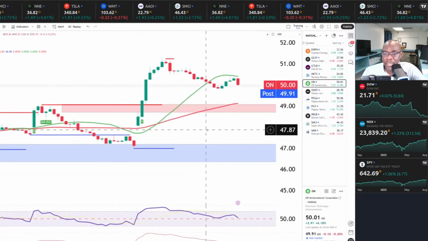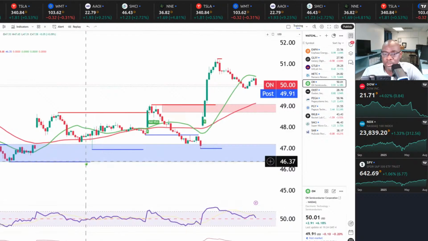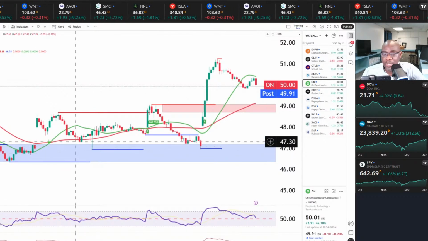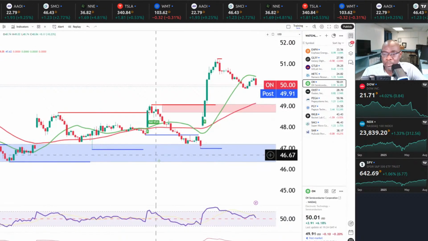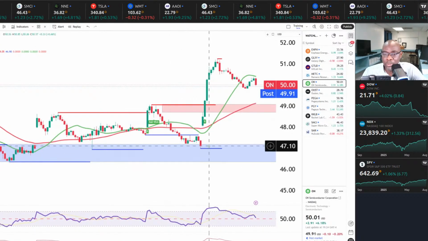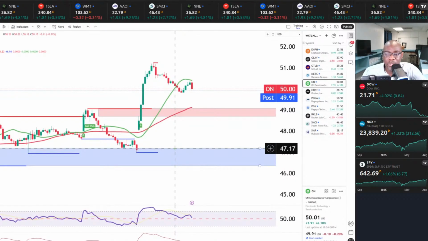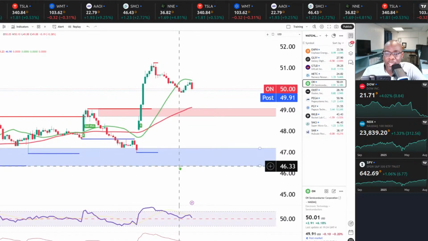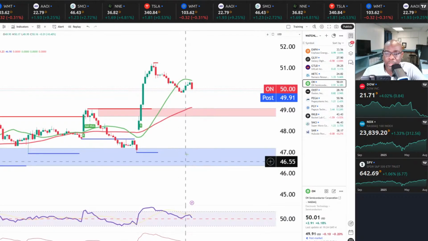And the reason why this is my area of support, for anybody who hasn't watched this: look, we have a blue line here. This is the lowest point for the blue line. We have a blue line here in the middle, and this is the highest one over here. So it's a zone. So this right here is a zone, and this is a pretty big zone. This zone starts at price $47.17, and it comes down to $46.37. So this is a pretty strong area of support.